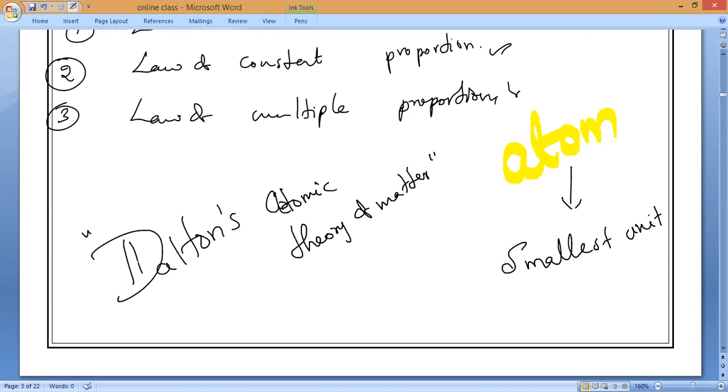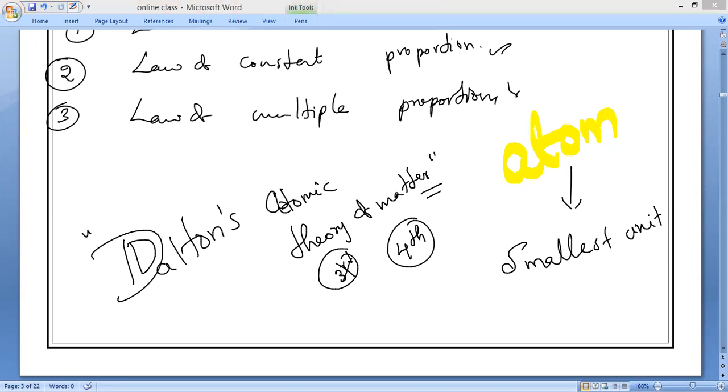Okay, that's fine. So remember, the most important theory of matter is Dalton's atomic theory. You will not study it in chapter 3; you will study it at the beginning of chapter 4. Mitakshri, you got it or not? If you are not getting it, it doesn't matter, I will teach you. These three laws will help form the first theory of matter, Dalton's atomic theory of matter. We will study this one in chapter 4.